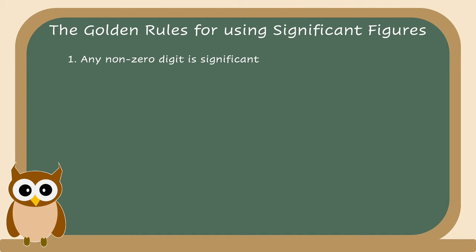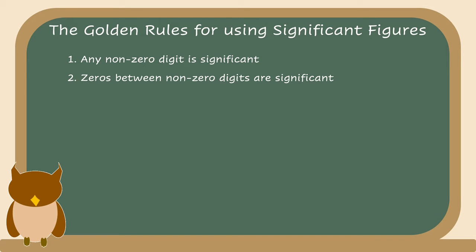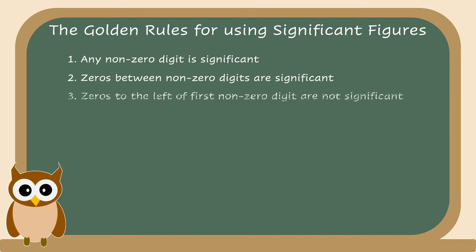So, to summarize, any non-zero digit is significant. Zeros between non-zero digits are also significant. Zeros to the left of the first non-zero digit are not significant.